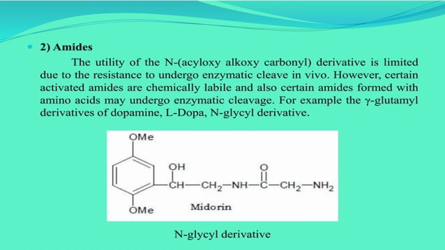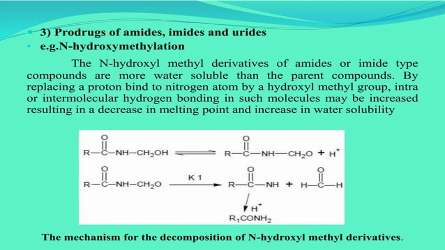For example, alpha glutamyl derivatives of dopamine, that is L-dopa, and N-glycyl derivatives. Now we all know dopamine is the dopaminergic neurotransmitter in our body, having the presence of an amide functional group, which is metabolically converted, that is L-dopa and N-glycyl derivatives. Now the next example is prodrugs of amides, imides and ureides.